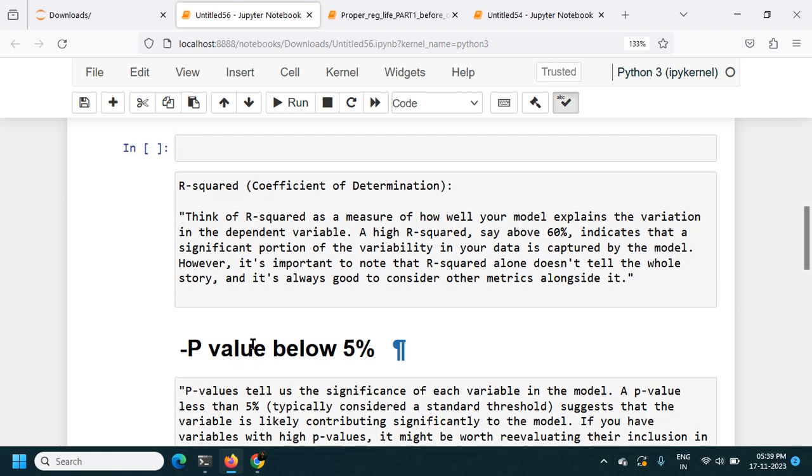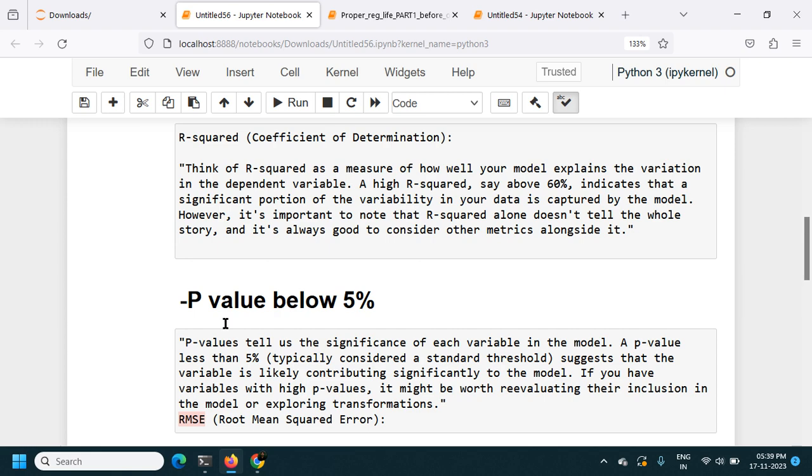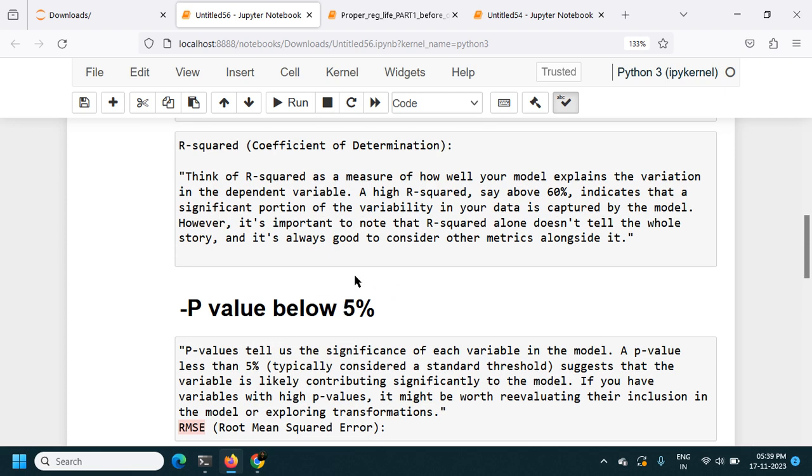So the p value of each x variable we will get in the summary of the model. The p value of each variable should be less than 5%. If it is more than 5%, we have to remove that x variable from the model, then build the model again. So until all the p values are less than 5%, we need to rebuild the model. So this is about the p-value. Make sure the p-value of all the variables is within 5%.